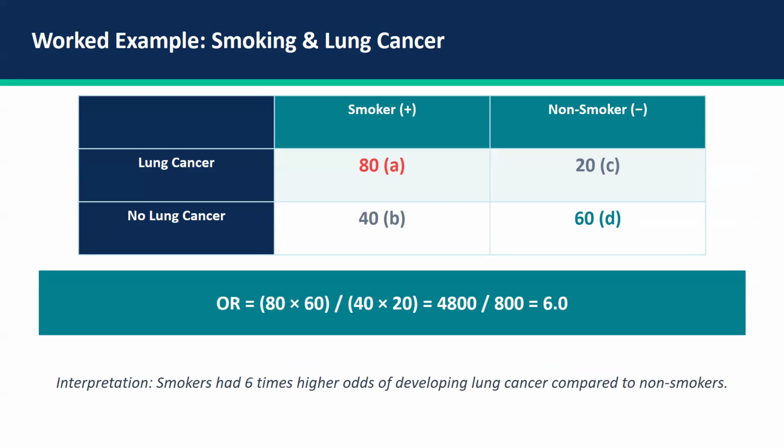So this is the example where 80 smokers had lung cancer and 20 non-smokers had lung cancer, and 40 smokers did not have lung cancer, and 60 non-smokers did not have the cancer. So when we calculated the odds ratio, it came out to be 6. So smokers had 6 times higher odds of developing lung cancer compared to non-smokers. This is the interpretation.